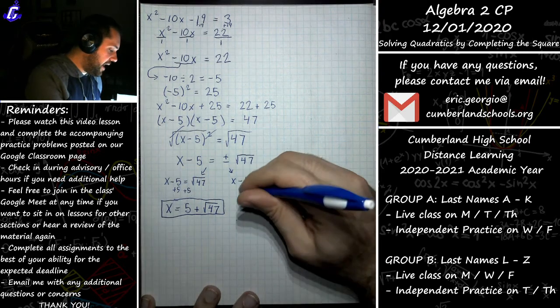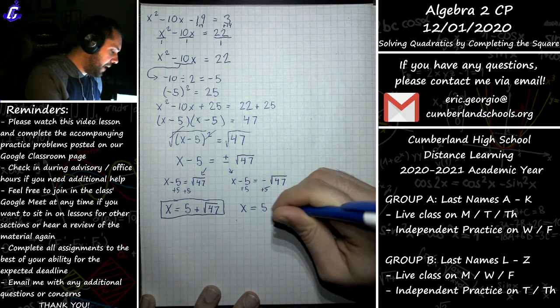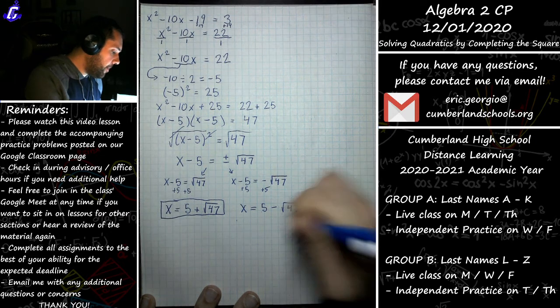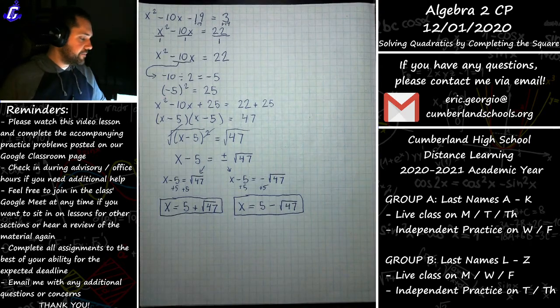And over here, I would add 5 to both sides as well. And I would get that x could also be 5 minus the square root of 47. Again, that would be some decimal value. All right? And that's all we need to do.